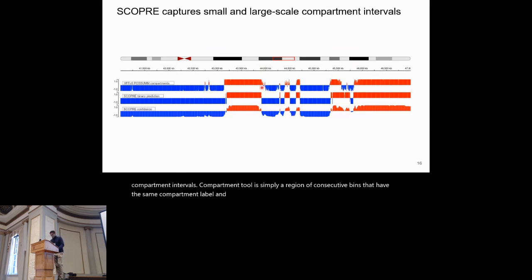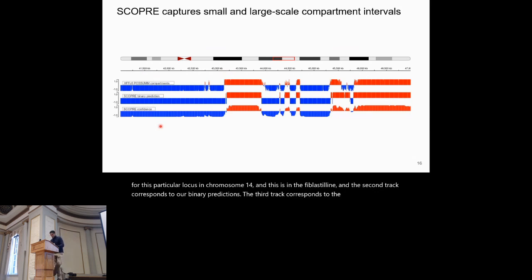And as you can see here, we are capturing these large-scale structures. The first track corresponds to the ground truth compartment labels for this particular locus in chromosome 14, and this is in the fibroblast cell line. The second track corresponds to our binary predictions. The third track corresponds to the confidence.